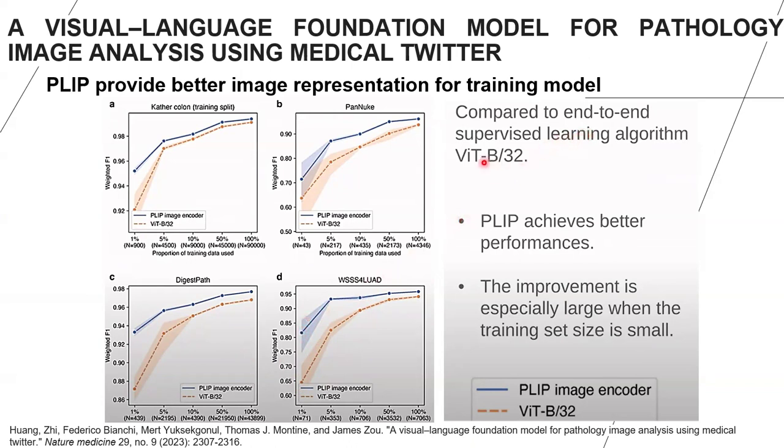Compared to the end-to-end supervised learning algorithm, vision transformer, PLIP achieved better performance, and the improvement is especially large when the training set size is small. So this is one of the qualities of the PLIP model, that on smaller sampling size, you can also obtain good results to classify among the classes. So they have proved it with four different kinds of pathology images along with their own OpenPath dataset.